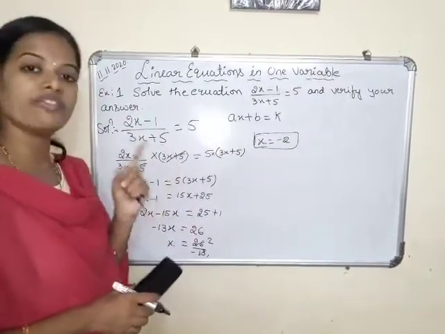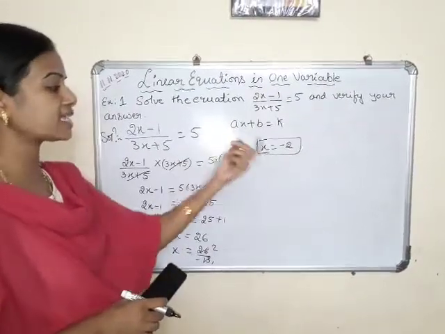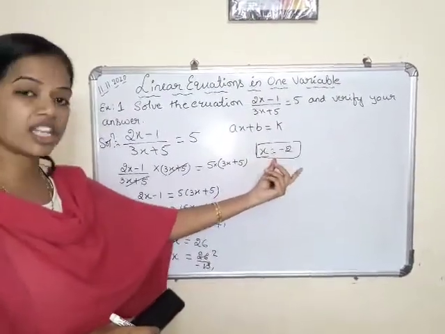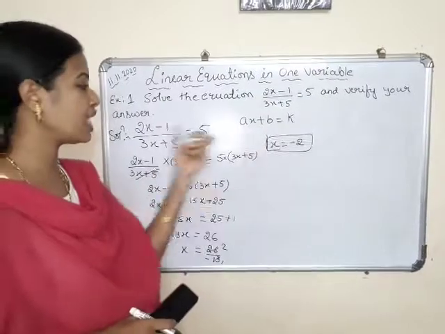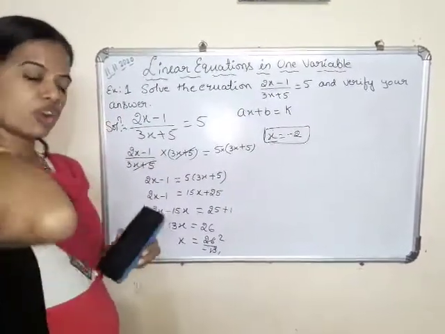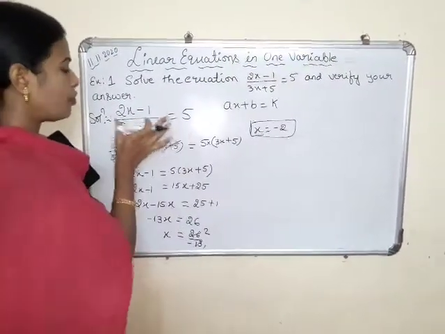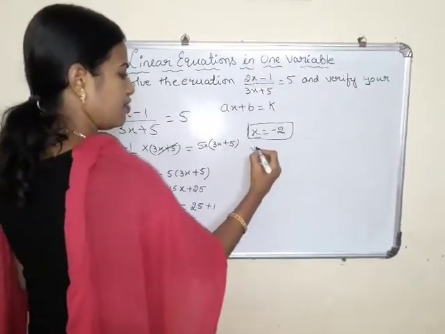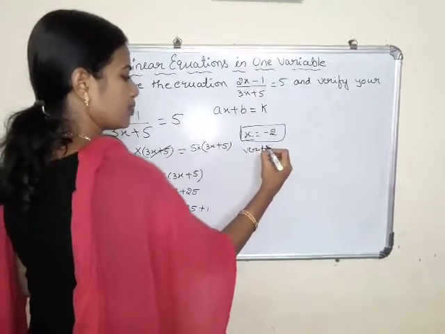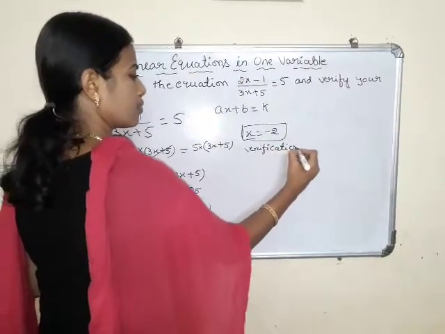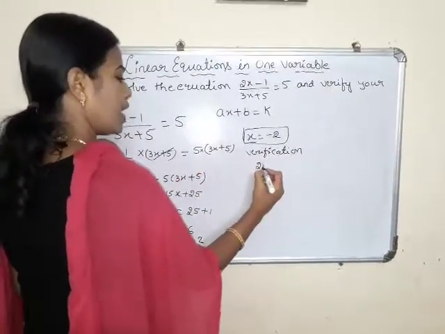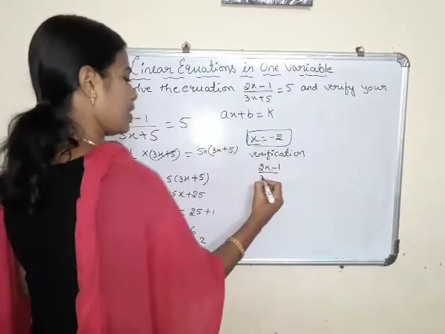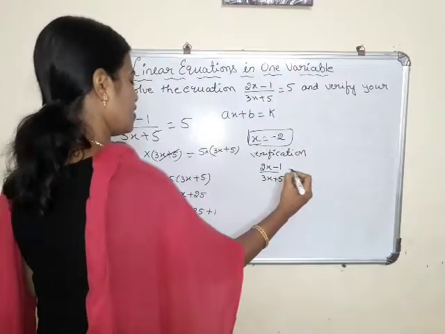Now you have to verify the answer, whether the x value is the correct root or solution for the equation or not. For that, what we have to do? First write down the equation. What equation is given? Write as it is. Verification. Here 2x minus 1 divided by 3x plus 5 is equal to 5.